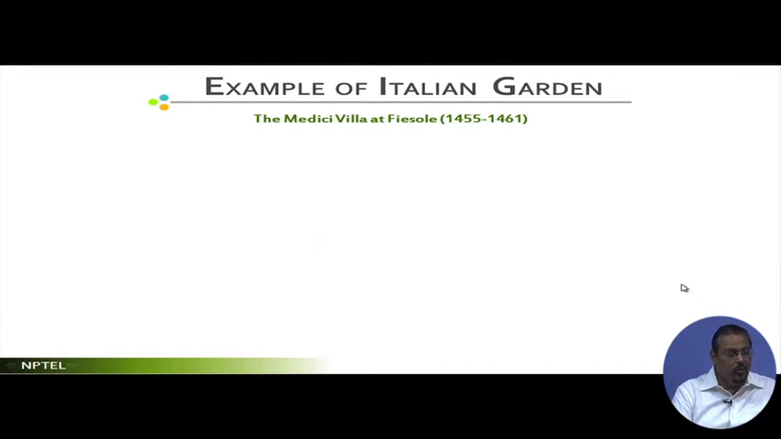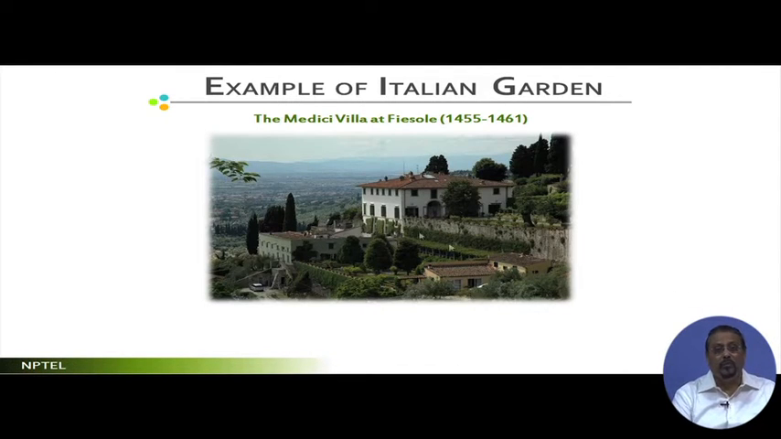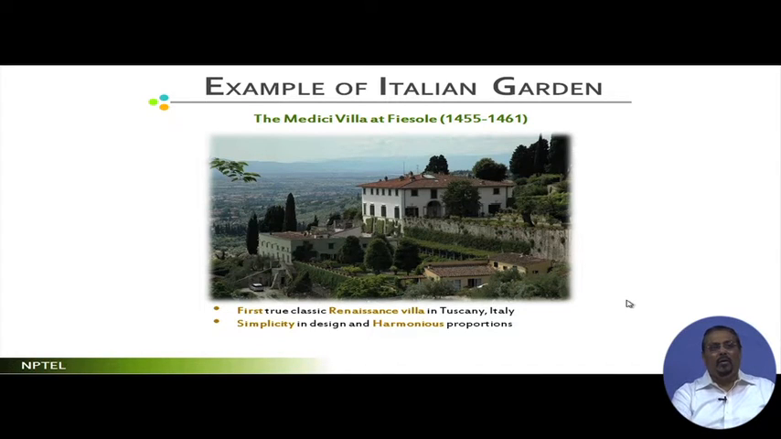Let us just see a little more detail in the Medici Villa. I will go a little faster in this. This villa, which has been placed on the hill edges, almost reminds me of the Spanish garden. Similar lines, but each one of them has a different character. This is regarded as the first true classic Renaissance villa in Tuscany. Simplicity in design and harmonious in proportions. The design is simple, but very harmonious.